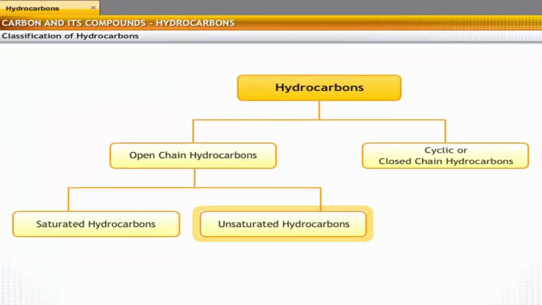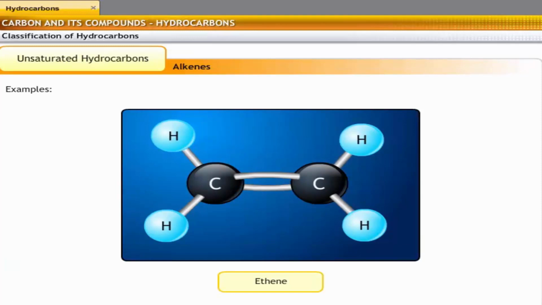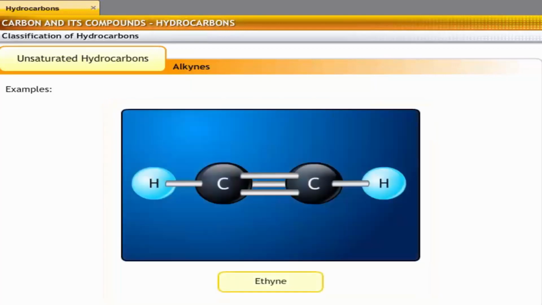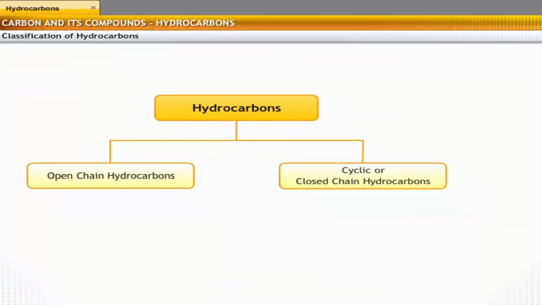Unsaturated hydrocarbons are the straight-chain compounds containing double or triple covalent bonds. Hydrocarbons with a double bond between carbon atoms are known as alkenes. For example, ethene. Similarly, hydrocarbons with triple bonds between carbon atoms are known as alkynes. For example, ethyne. The compounds of carbon which contain a closed string of carbon atoms are regarded as cyclic hydrocarbons.